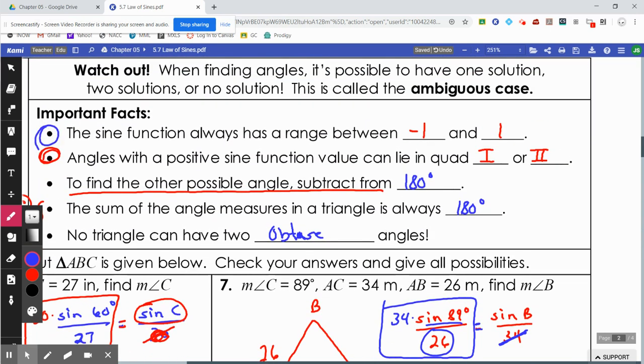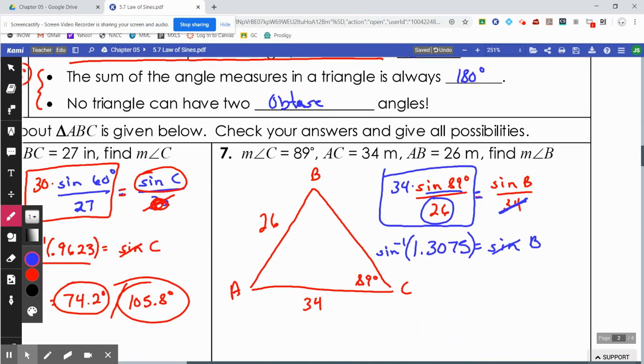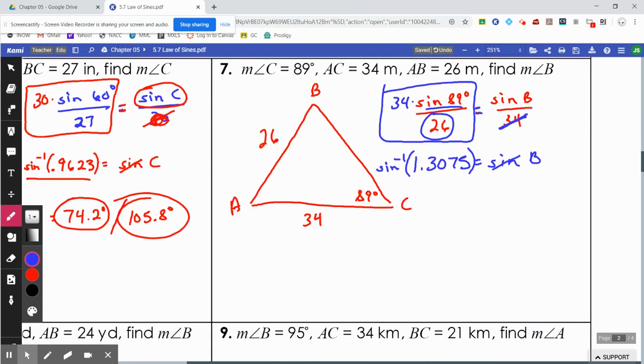The sine function always has a range between -1 and +1. Can some angle have a sine of 1.3? As you type this in, you see that it returns an error. There's no solution here. Now, why is that? Here's why. If you were to take an 89-degree angle, notice it's across from 26. In order for B to be across from 34, it would have to be bigger than an 89-degree angle. Why? Because this opening creates a 26 length side. This opening, in order to create a bigger side, would have to be a bigger opening. So it might have to be like 95 or 96 degrees.